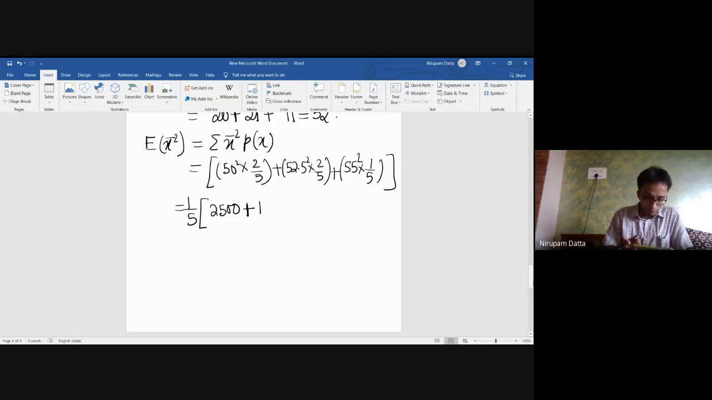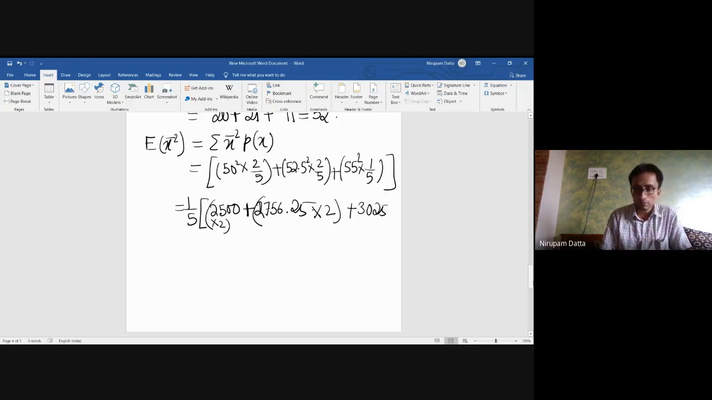So 52.5 square is nothing but 2756.25. Into 2. So this is also 25 into 2. So this is 2756.25 into 2 plus 55 square. 55 square is 3025.